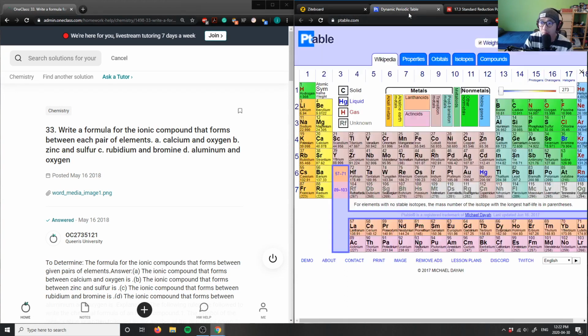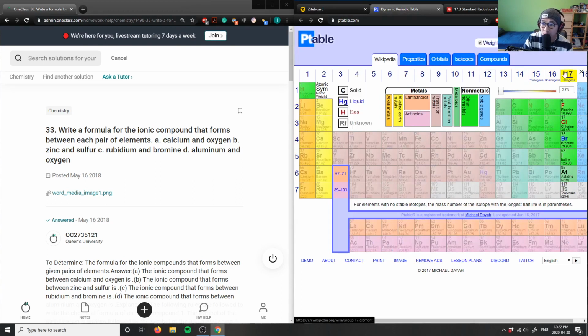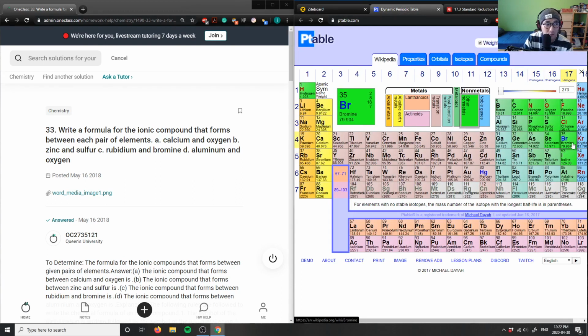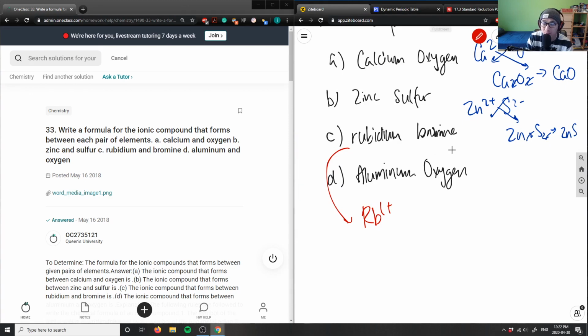Same with bromine here. Bromine is a nonmetal. It's going to lie on group 17 here. It's a halogen, and it's going to possess a charge of 1-, right? So Br would have a charge of 1-.